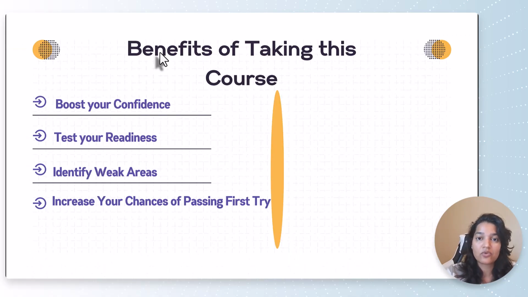Benefits of taking this course. There are several benefits if you are enrolled in this course. First of all, this course will test your knowledge on the Data Cloud topic. It helps you boost your confidence. It will test your readiness before the exam and also figure out if there are any weak areas that you need to pay extra attention to. So increase your chances of passing on the very first try. That is the benefit of taking this course.